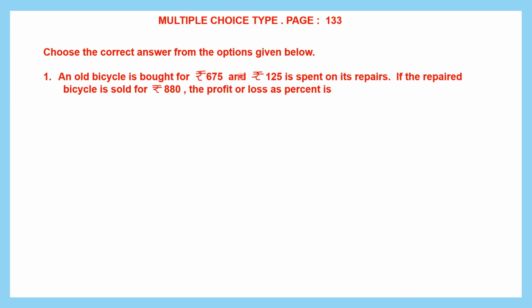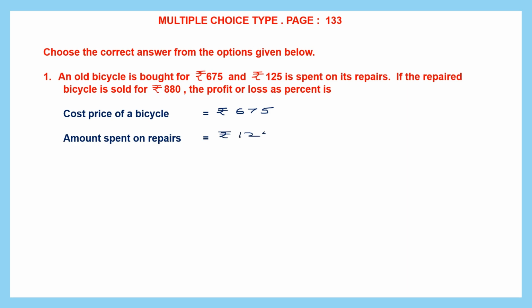So this is the price at which the old bicycle was bought, and this is the amount that is added to it because repairs have been made on that old bicycle. So now let's write what's given to us. Cost price of a bicycle. So cost price is the price by which that is bought, that is 675 rupees was the initial price. Then the amount spent on repairs was 125 rupees. So the total cost price will be 675 rupees plus 125 rupees.